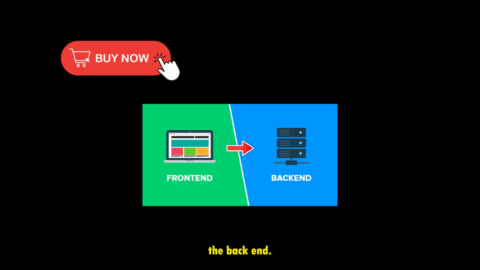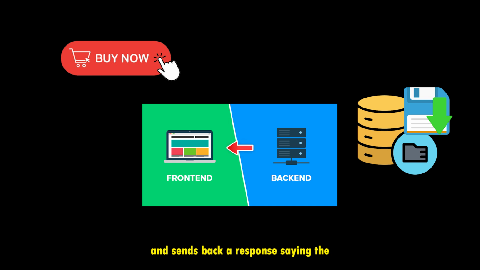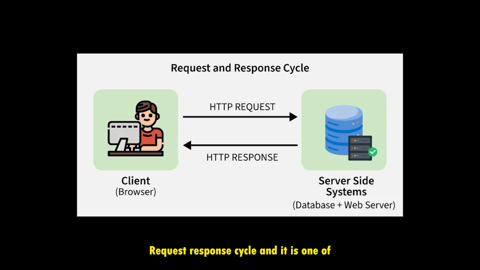Now, let's go back to the bookstore example. When you click place order, the front end sends a request to the back end. The back end checks the request, saves the order in the database, and sends back a response saying the order was successful. This is called the request response cycle, and it is one of the most important ideas in web development.